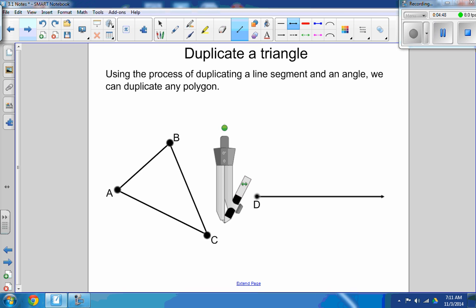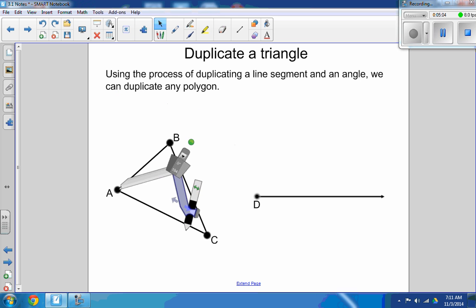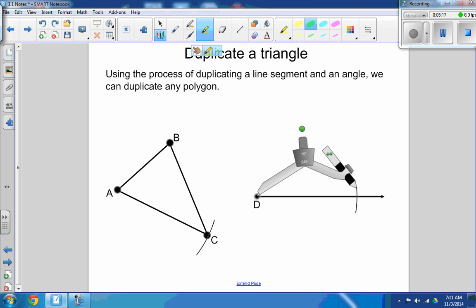So we can use this thought process to actually duplicate a triangle, which is really neat. So what I'm going to do is first recreate the length of AC over on my ray. There we go. That's the length of AC. I'll recreate this over here, so that I'll call it DF. That's the same length as AC.